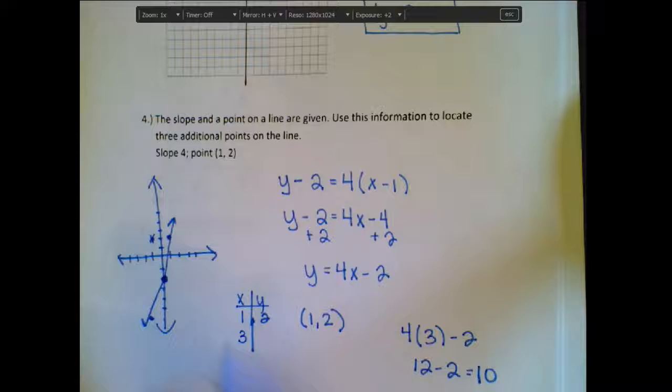Now that I know these 2, I can use my point-slope form, y minus y1 equals m times x minus x1, to find my equation. So y minus 3 equals 2 times x minus 3. Y minus 3 equals 2x minus 6. Add 3, y equals 2x minus 3. And that's my equation. Okay?